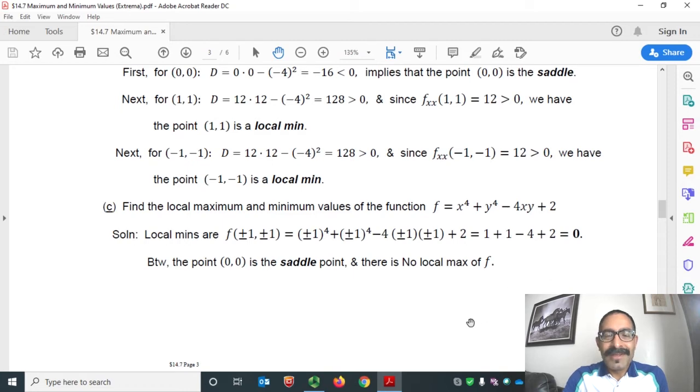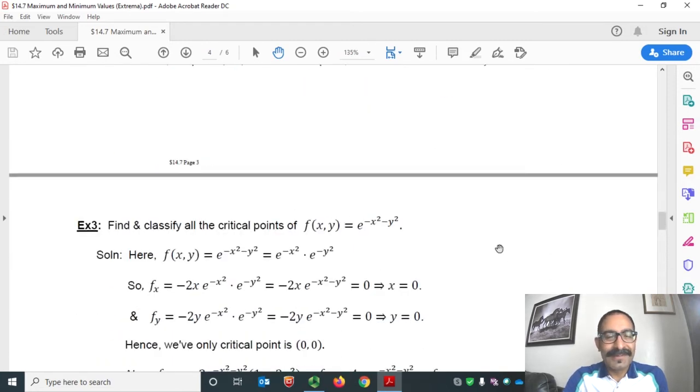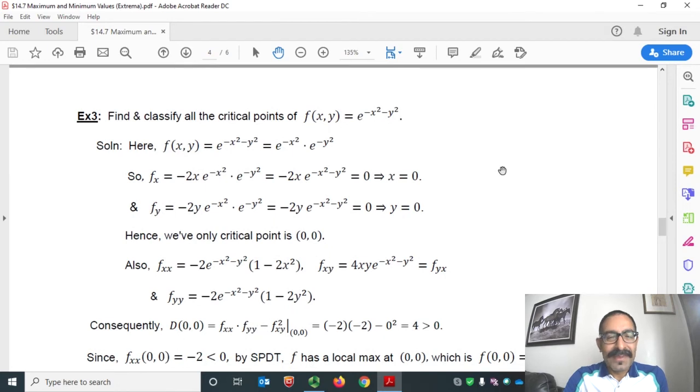Great. Similarly, let's move on. Example 3. Find and classify all the critical points of the function e to the power -x squared minus y squared. This question covers parts A and B of our earlier example 2. First we need to find and classify, but we're not finding actual maximum or minimum values for this question. So let's begin the solution.